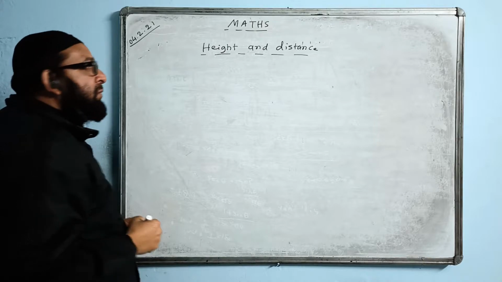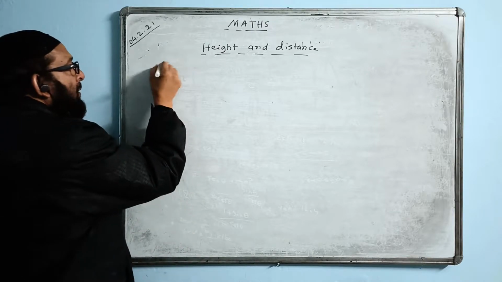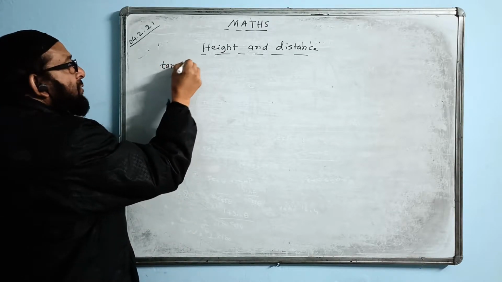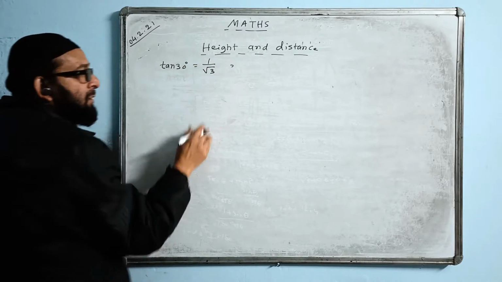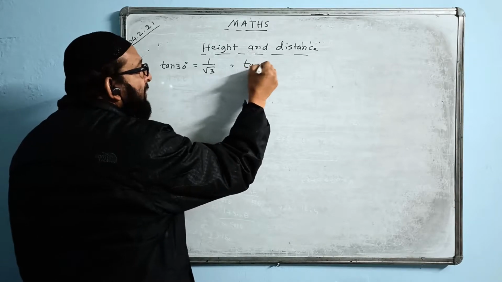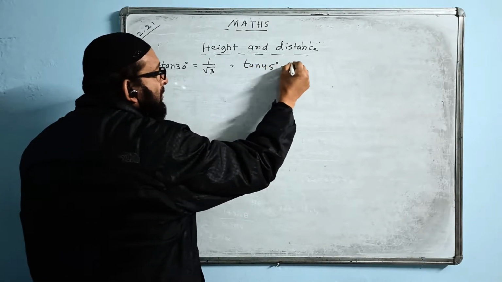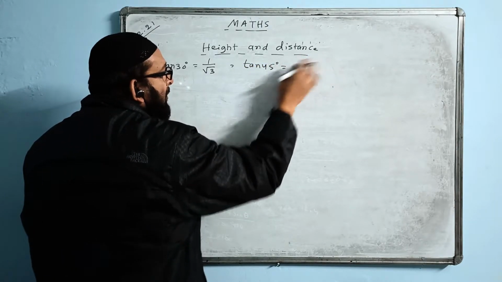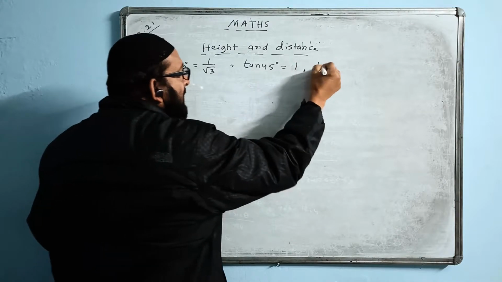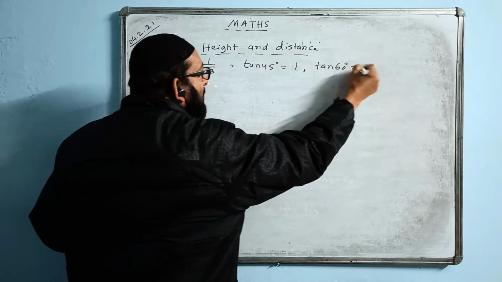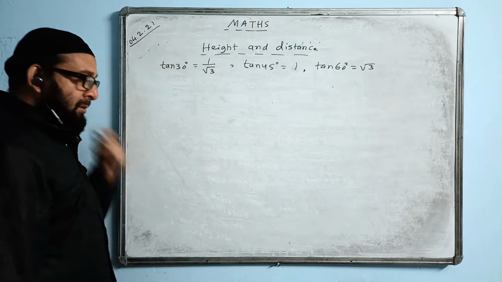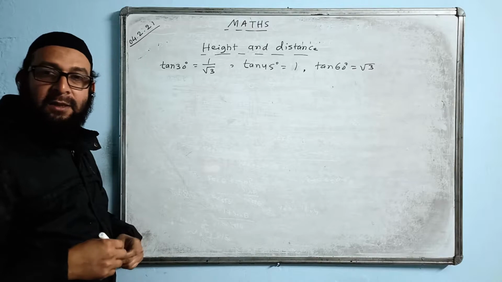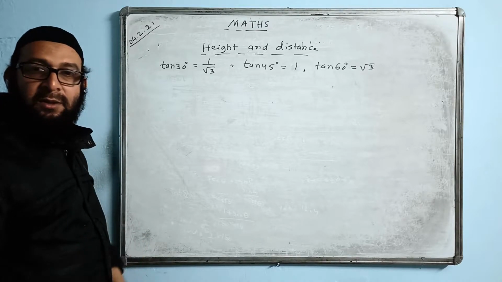Distance, before that you have to know this thing. Tan 30 degree value is how much? Do you know? 1 by root 3. Tan 45 degree value is how much? 1. Tan 60 degree value is how much? Root 3. Sin 60 degree is root 3 by 2.